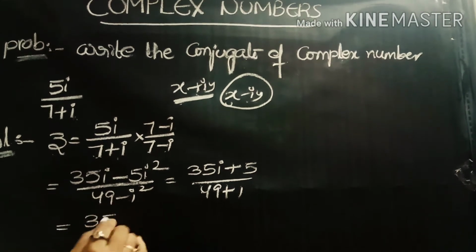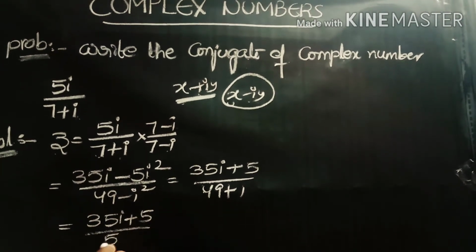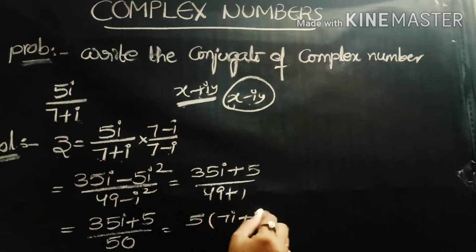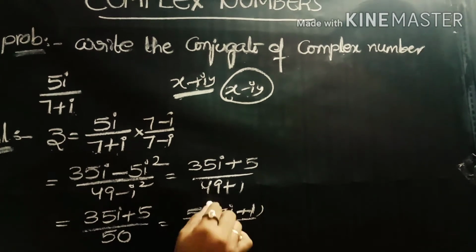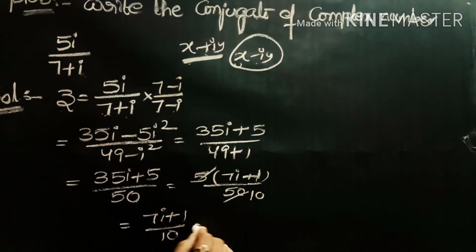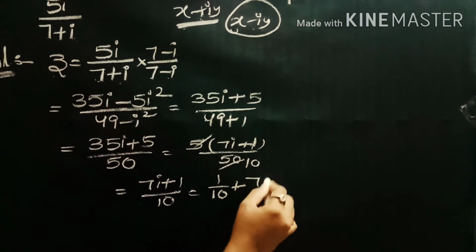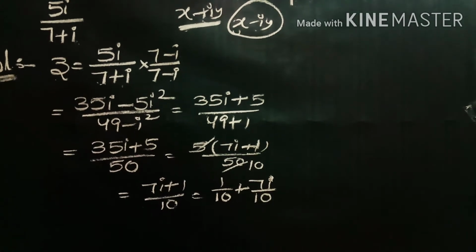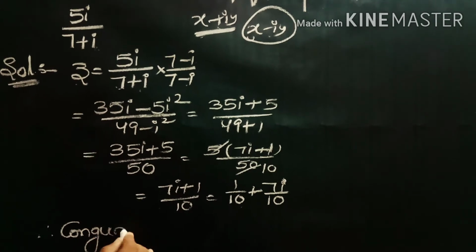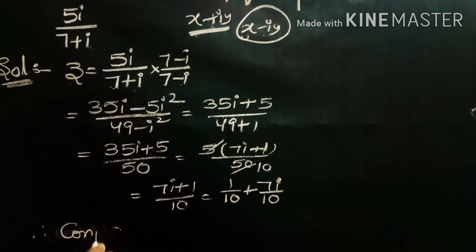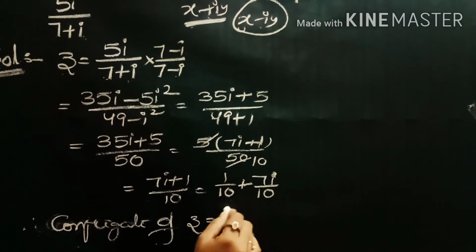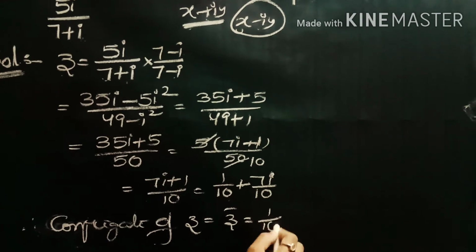And this is 35i plus 5 by 50. Taking 5 common from the numerator, then 7i plus 1 by 50. Now it is cancelled by 5 times. So this is equal to 7i plus 1 by 10. Now this is taken as 1 by 10 plus 7i by 10, which is in the form of x plus iy. Now we are taking the conjugate to this complex number. Therefore conjugate of z is equal to z bar, and z bar is equal to 1 by 10 minus 7i by 10.